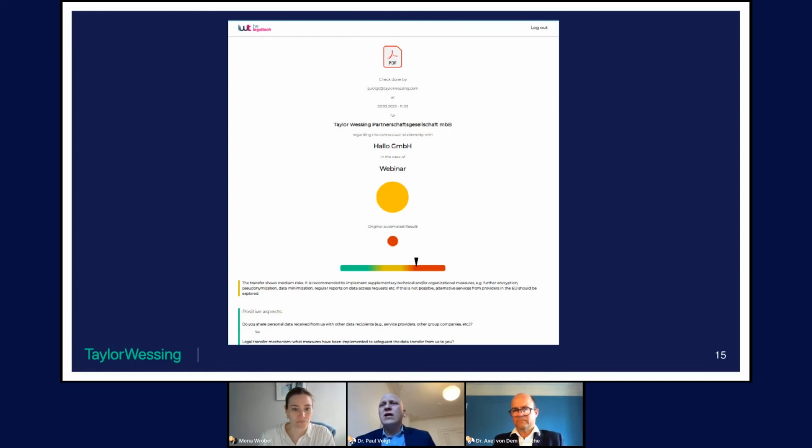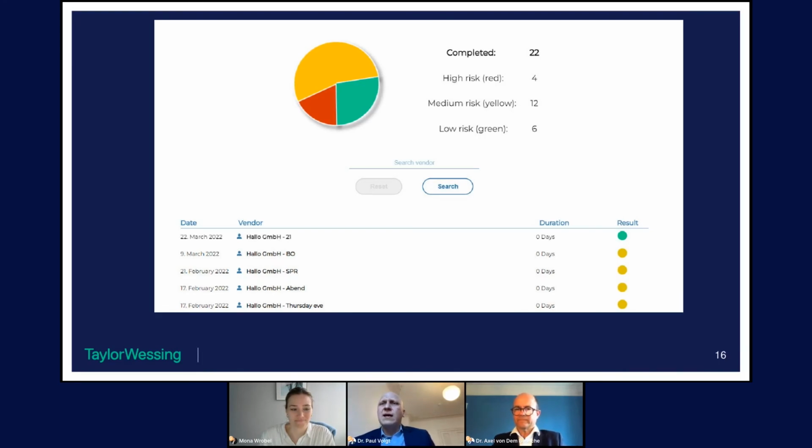And it shows you how the tool came to the conclusion. So it will give you information about the positive factors that have been taken into account and the negative ones. And you can basically get this information for all your vendors. The tool reports on that in a very easy fashion. So you see how many transfer impact assessments have been concluded and with what result.